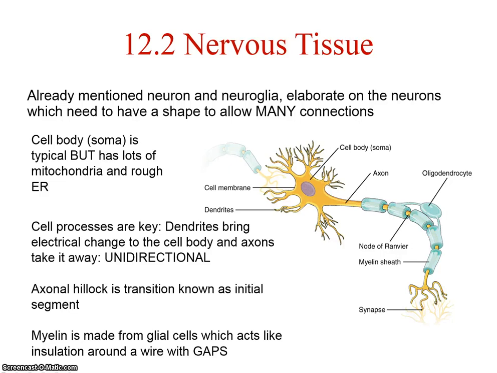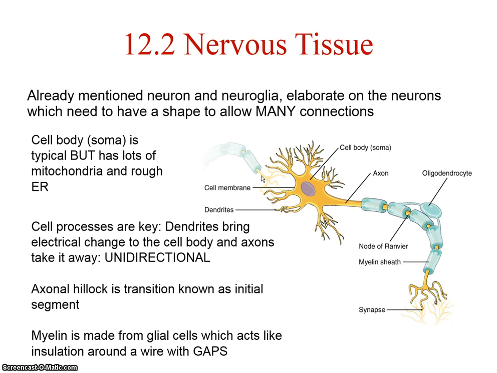Okay, so now we're going to take a look at the nervous tissue itself. Nervous tissue, let me enunciate here. All right, and try to bring this idea together, and then look at its function. So I've already mentioned neuron and neuroglia, right? I'll elaborate on the neurons, which need to have a shape to allow many connections. So this is a network of cells that really are trying to transmit information rapidly from one place in the body to another.